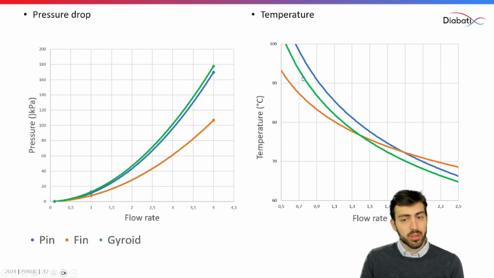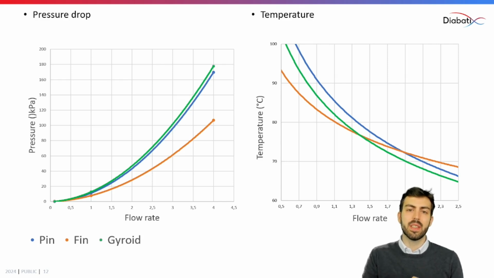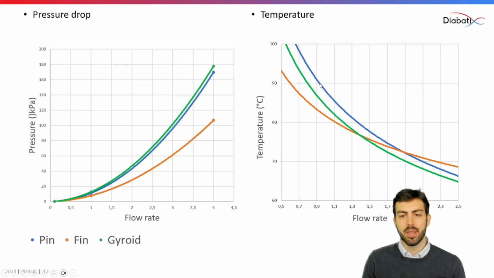But of course, you also see a difference between the gyroids and the pins. Gyroids are actually the same mechanism as pins, but they have a lot of surface area, first of all. And second of all, they also have the mixing in a three-dimensional way. So this means that the gyroids actually perform a little bit better on just the temperature, for example, but also way better on the variance. But on temperature, they also perform a little bit better than the conventional pin design.